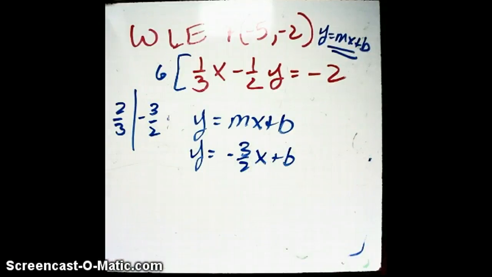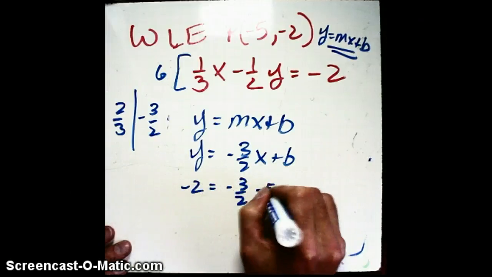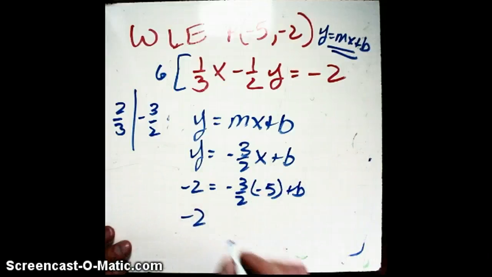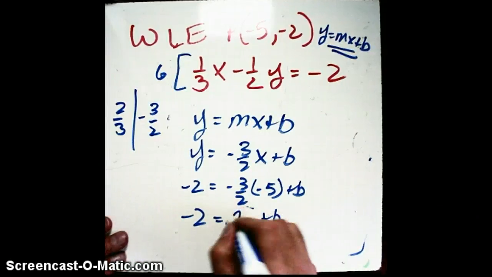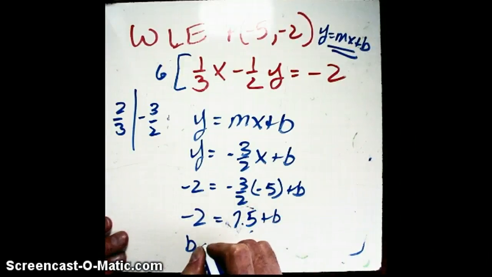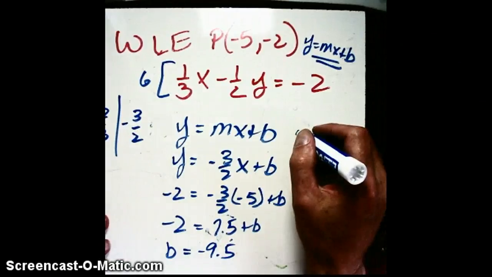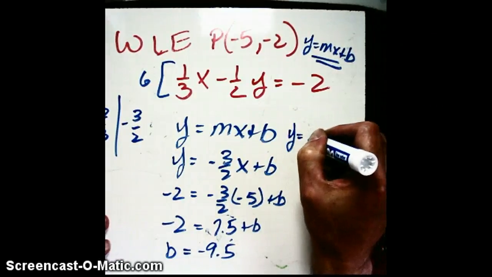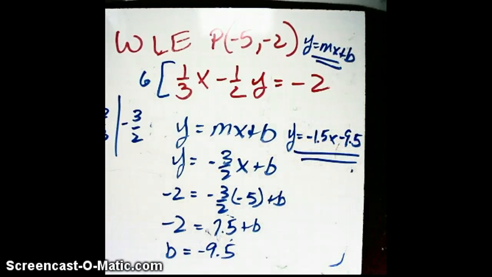All right, now I want to find b. The way to find b is to put your point values in there. The y is -2, the x is -5, and we're trying to find b. So -2 is equal to, what is that, 15/2 plus b. All right, so can I change that to 7.5? So subtract 7.5 from both sides, and b is equal to -9.5. Can we write the equation? Yes. y is equal to -3/2, which is -1.5x minus 9.5. Okay, that was a problem in the lesson. So hope that helped you out.